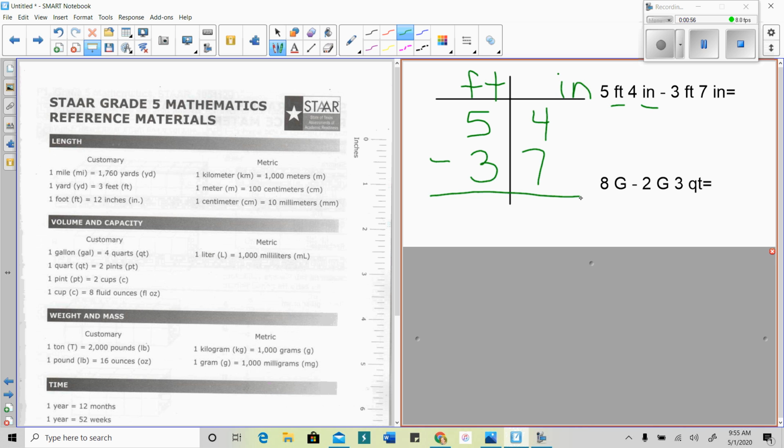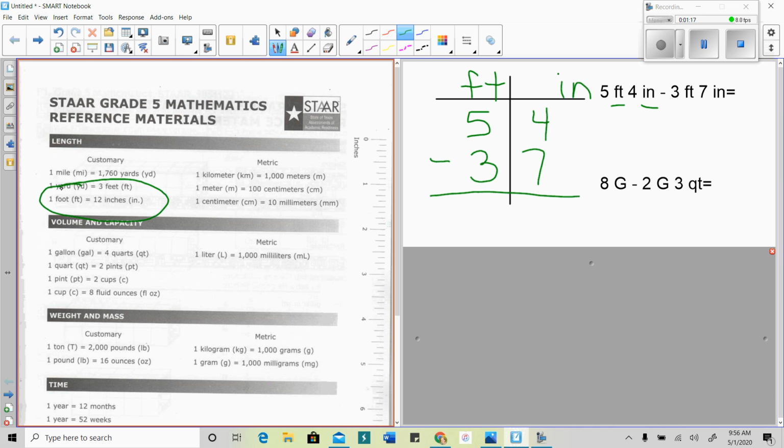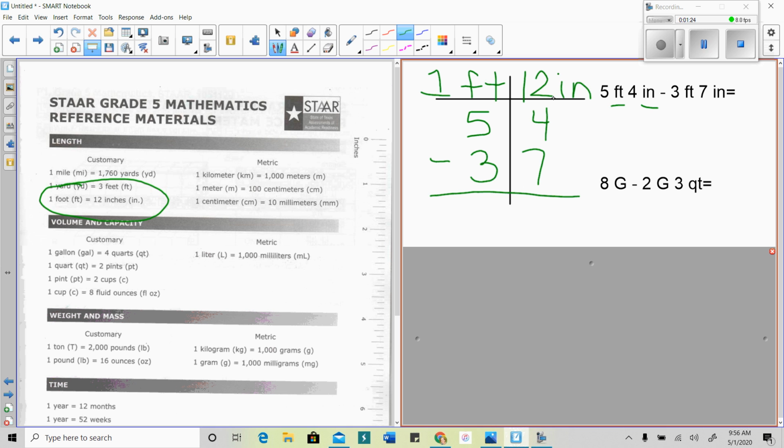So looking at the inches, I cannot take 7 away from 4 inches. That's impossible. So I'm going to have to borrow from the feet side. But I'm not going to be borrowing a 10. I'm going to be borrowing the number of inches that are in a foot. So I need to go to the math chart and find the fact for feet and inches. And the fact is 1 foot equals 12 inches. So up above, I'm going to fill in that fact. So 1 foot is 12 inches.